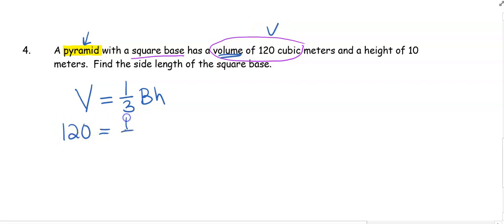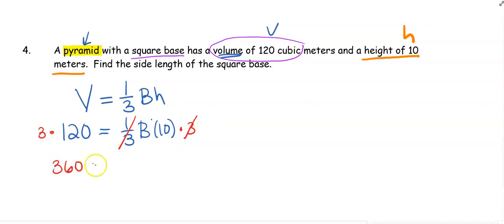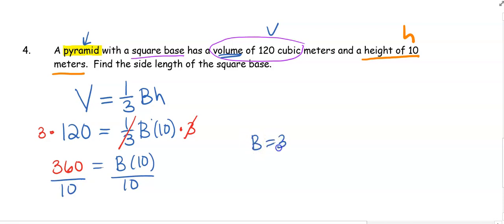So 120 equals 1/3. It has a height of 10 meters. Well, that right there, that's my H. So base area times 10. Now, if I do 1/3 times 10, I'm getting a decimal. So what I'm going to do is cancel out this 1/3 by multiplying both sides by 3, because 1/3 times 3 is just 1. That gives me 360 over here equals base area times 10, divide by 10, and my base area is 36.